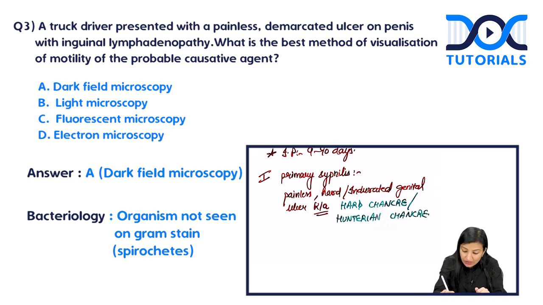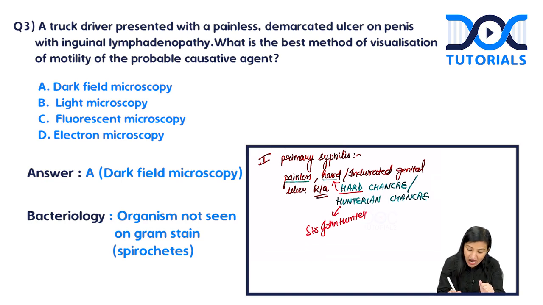Alright, now it is called hard chancre because it is hard to touch or palpate, and it is called Hunterian chancre, named after Sir John Hunter, who actually distinguished gonorrhea from syphilis. Remember, gonorrhea is also a sexually transmitted infection, but gonorrhea comes under the category of discharge causing sexually transmitted infections, whereas syphilis comes under the category of ulcer causing STIs.